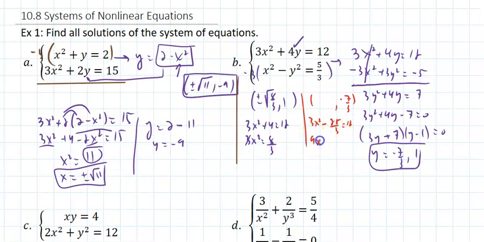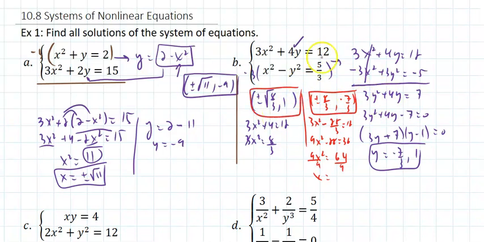And if y equals negative 7 over 3, then 3x squared minus 28 over 3 equals 12. Clear the fractions. 9x squared minus 28 equals 36. 9x squared equals, if you add those, 64 divided by 9. So x would be plus or minus 8/3. That would be my solutions.